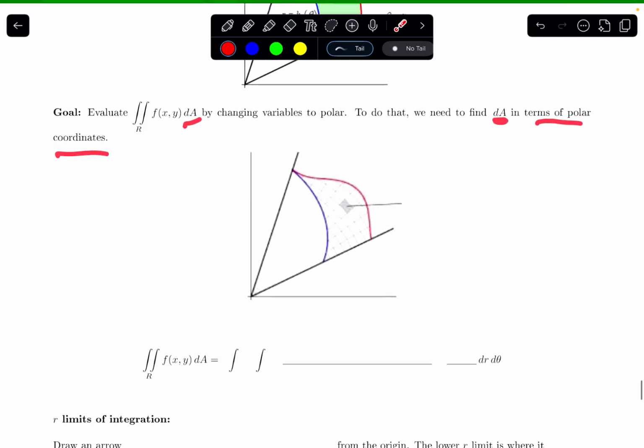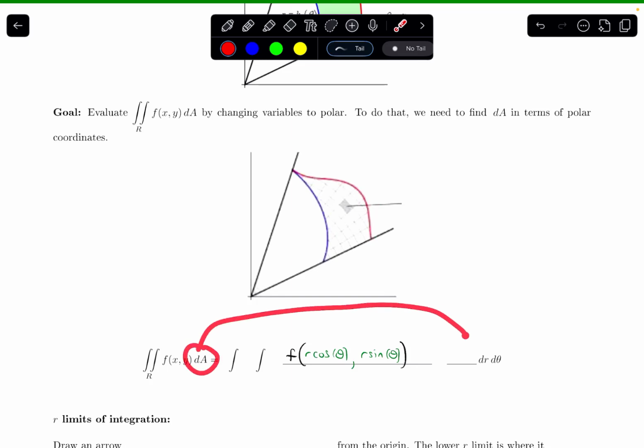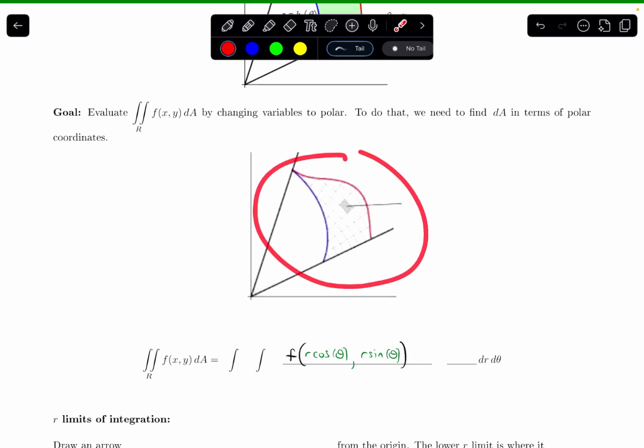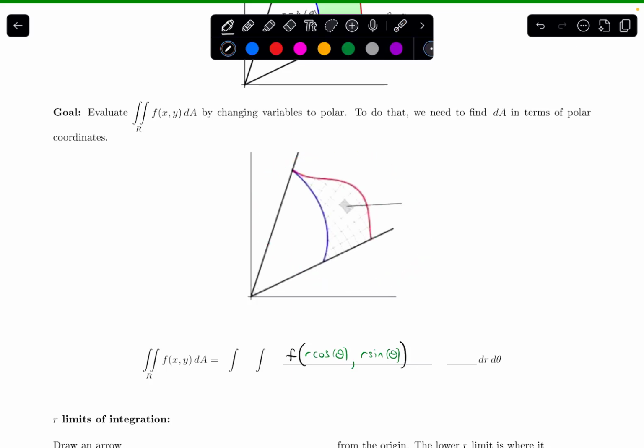When I do this double integral, I'll have my function, and for the x and y, I'll sub in my formulas from polar coordinates. Like x is equal to r times cosine theta, and y is equal to r times sine theta. That's just what they equal in polar coordinates. But then what I need to know is, what is dA going to be equal to in terms of r and theta? To answer that, I'm going to go to this picture here, and I'm going to slice my region into a bunch of tiny pieces.